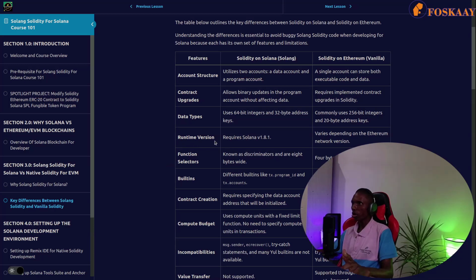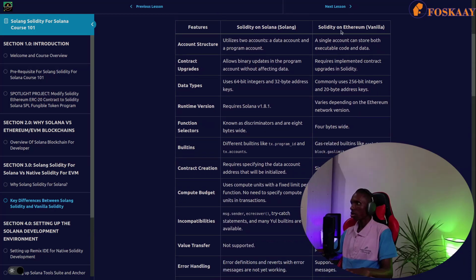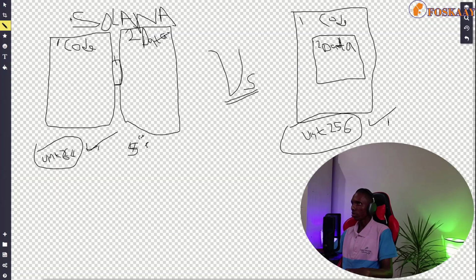So when you talk about the runtime, it requires Solana 1.8.1 and above, then this varies depending on the network version and things like that. Then we have the function selector, known as the discriminator, which is 8 bytes wide. But on Ethereum, Solidity for Ethereum is 4 bytes wide. Always keep this in mind.